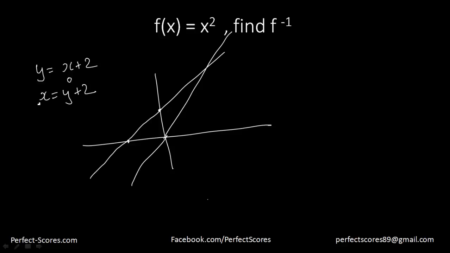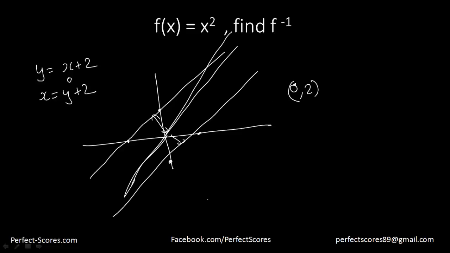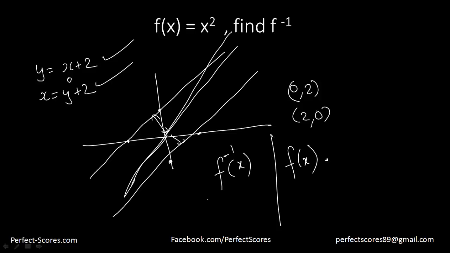So when you put x as 0, y is negative 2, and when you put y as 0, x is equal to 2, and this is going to be this line. As you can see, this line acts as a mirror for this line. So that means if (0, 2) is on this line, then (2, 0) is on this line. So f inverse of x is the reflection of the line f of x with respect to y = x. I hope you're able to understand my point over here.